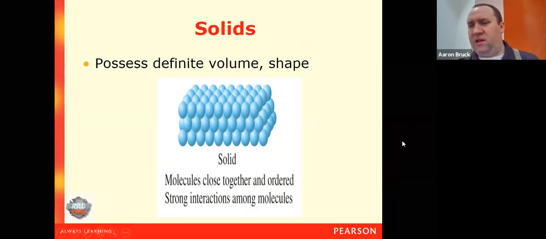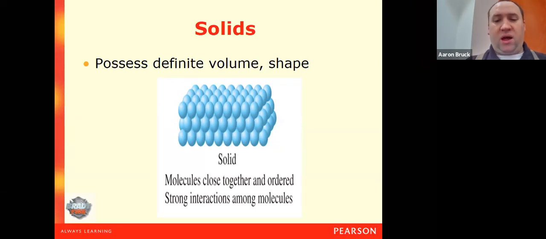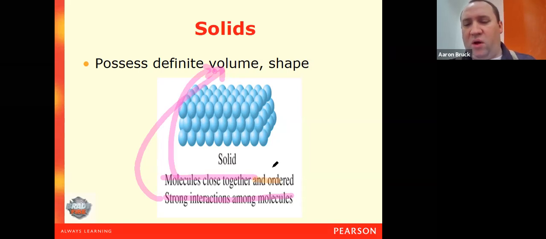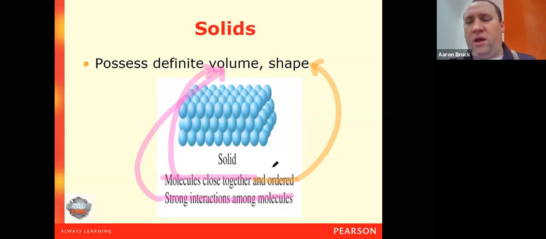So with solids, solids are objects that have a definite volume and a definite shape. The definite volume comes from the fact that we have strong interactions between the molecules, and the molecules as a result are close together. The defined shape comes from the fact that those molecules are also ordered in their arrangement.